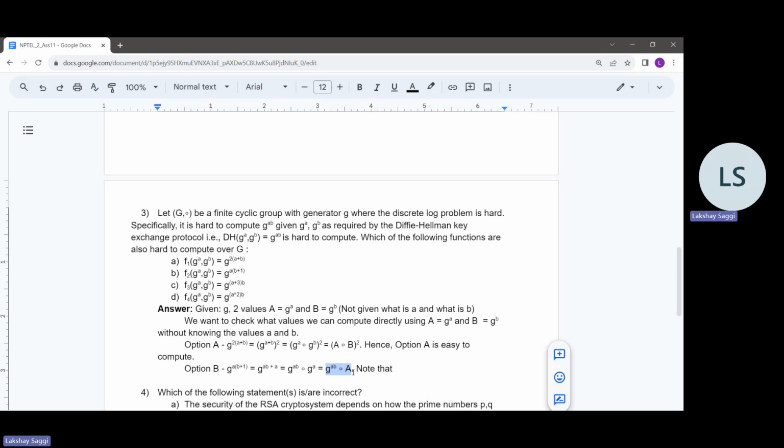What I'm trying to claim is if we were able to calculate this easily, then I can also calculate g raised to the power ab easily. And why is that? I'll just need to multiply this value by the value of A inverse. If I multiply this value by A inverse, then I'll obtain g raised to the power ab also easily. But we know that computing g raised to the power ab is hard. So that's why this problem should also be hard. So maybe I'll just write this down.